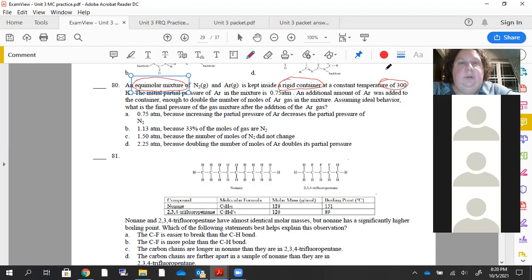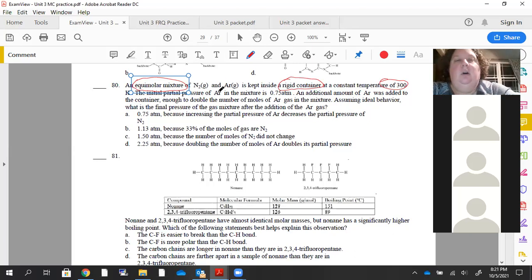The initial partial pressure of argon in the mixture is 0.75 atmospheres. An additional amount of argon was added to the container enough to double the number of moles of argon gas in the mixture. Oh my God, there's so much changing. Assuming ideal behavior, what is the final pressure of the gas mixture after the addition of the argon gas? Whew. Okay.